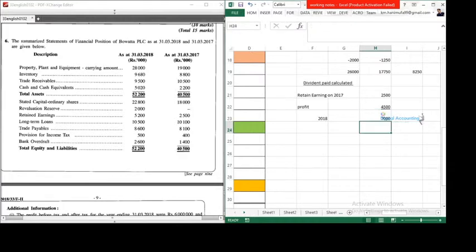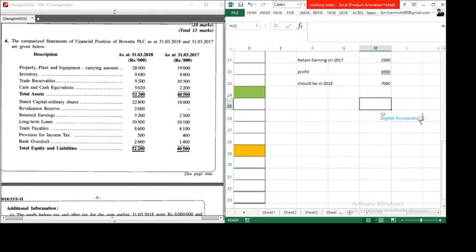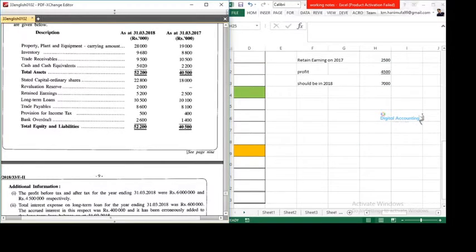The 7,000 should be there, right? It should be 7,000. But here, how much is the value given for 2017 in this financial position? It is also given, the retained earnings 5,200, right? 5,200. So how did you derive this 5,200?